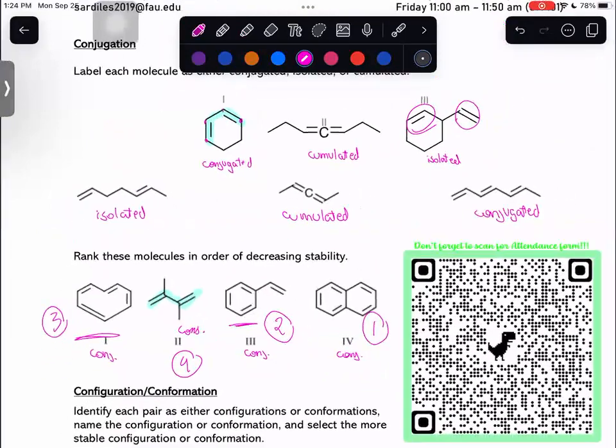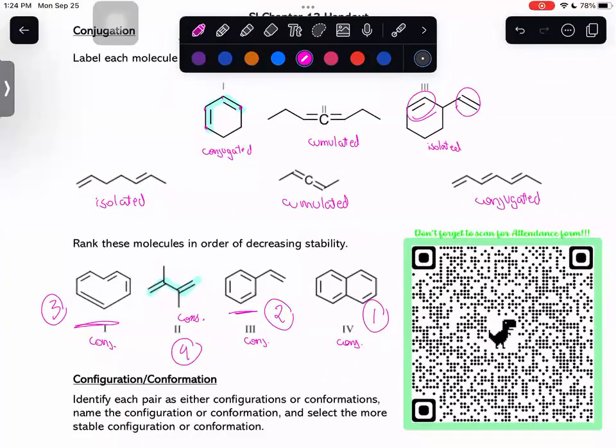So again, it's pretty simple. As long as you know that ranking of conjugated, isolated, accumulated, you should be good. The more ring strain you have, the less stable you are. That's why molecule 1 is not going to be as stable as molecule 3, even though they have the same level of conjugation overall.